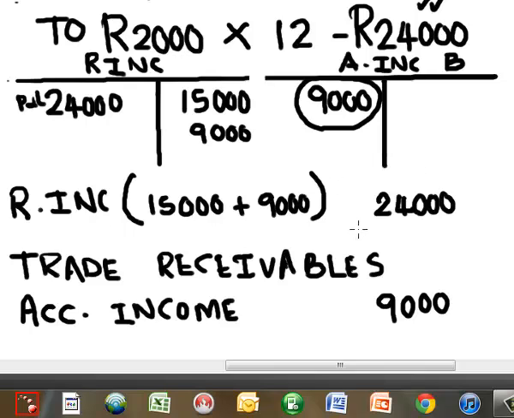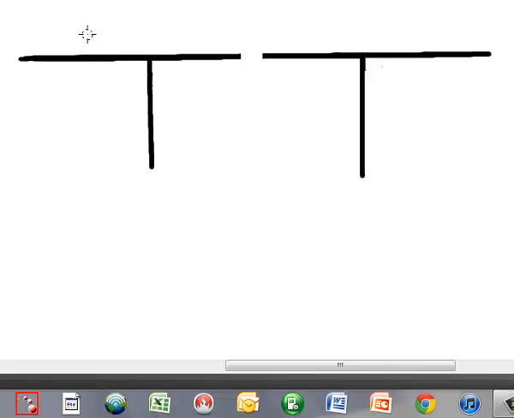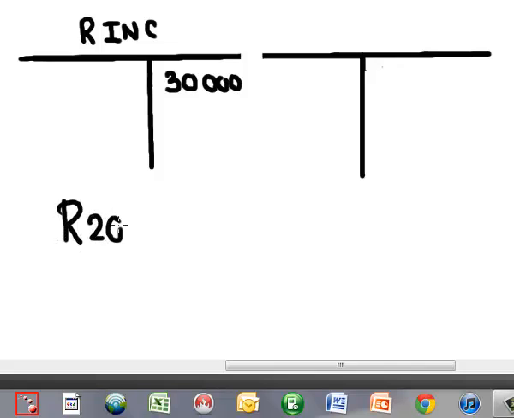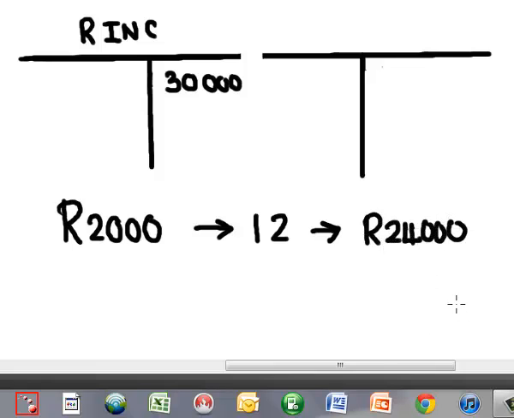Let's take a look at another adjustment. Now this is my rent income account, and in my rent income account I now have a figure of 30,000 Rand. So immediately I can see that the 30,000 Rand represents the amount of rent that I have received. I know that my rental per month amounts to 2,000 Rand, and I have rented out the premises for 12 months in this financial year, giving me a total of 24,000 Rand. That's the amount that I have earned in terms of rental income.